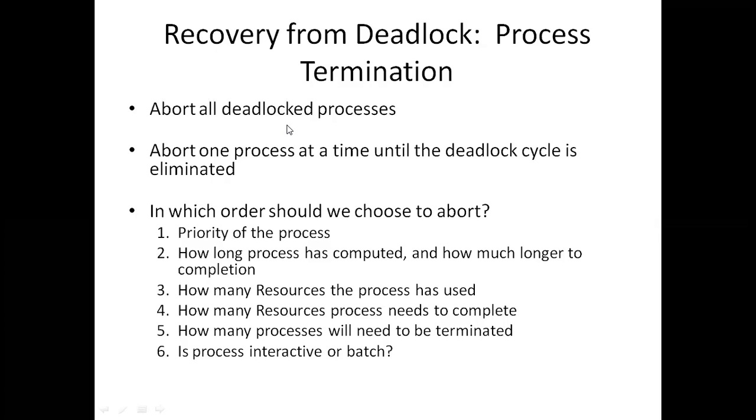In order to avoid such a problem, what will you do? You will abort one process and check for the cycle. If there is still a cycle, then you need to abort one more process. You need to remove one more process from the cycle. Again you need to check for the cycle. Like that, you remove one process and check for the cycle. So this is the second one. And next, if you want to remove only one process at a time, which process do you need to select as a victim process?